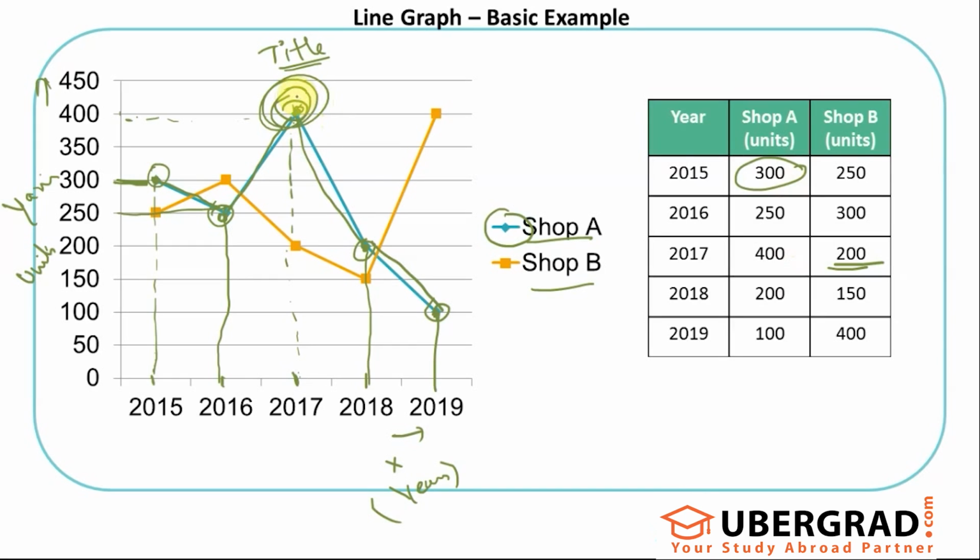So this point should be 400, which is my highest. And what is the least for shop B? This is the deepest point for shop B, so that should be 150. So it's easy to do 400 minus 150 with visual graphs.